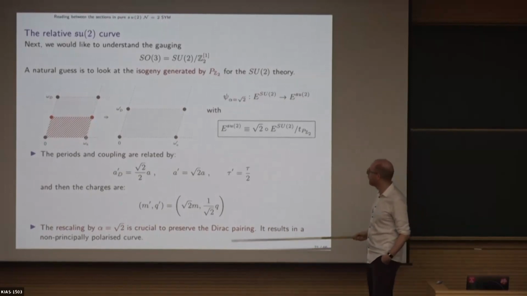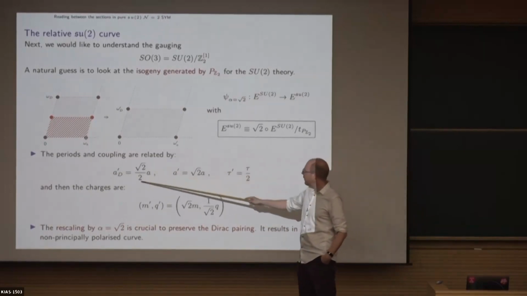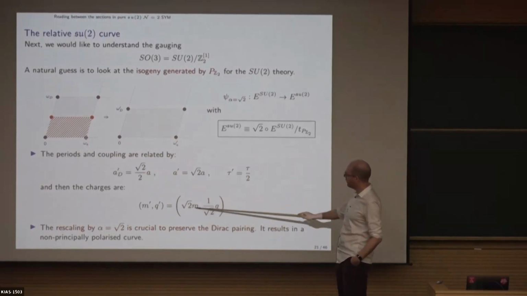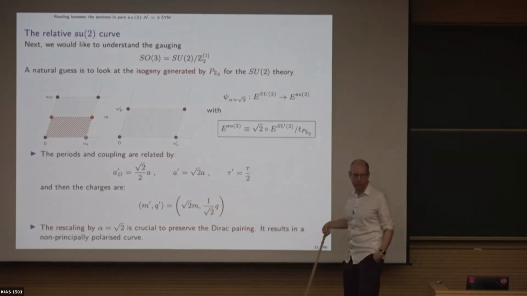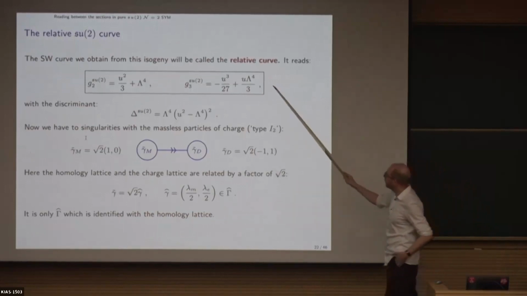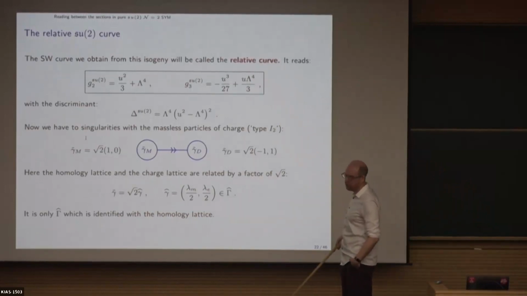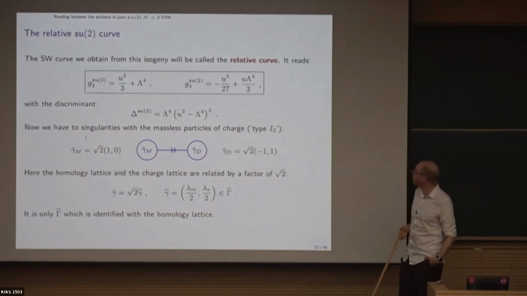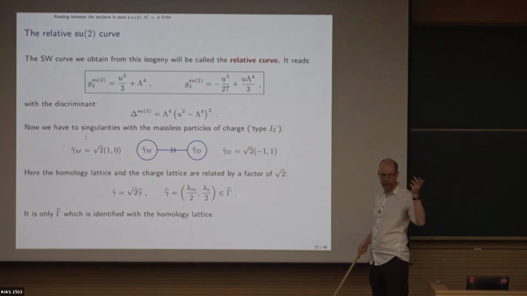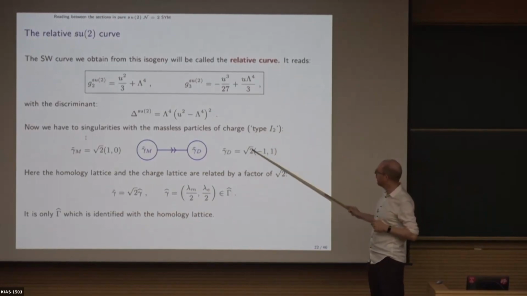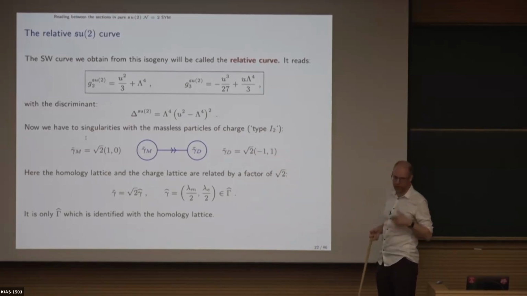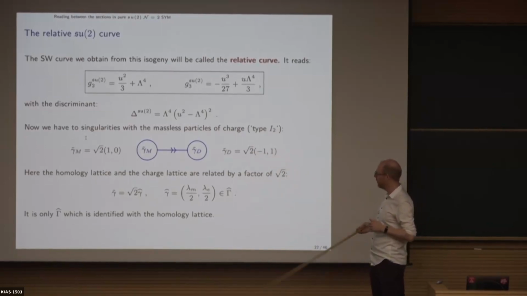When I do that, these are the relations between the new periods and the old periods of SU(2), and this is the relation between the charges. You see that it's funny that the charges necessarily have some square root of 2 factor. So this is the curve, and this is not actually the SO(3) curve, it's what I will call the relative curve. This is precisely what appeared in the very first paper historically by Seiberg-Witten when they solved this theory, but they didn't have the square root of 2 there. The square root of 2 is the crucial part in this story.